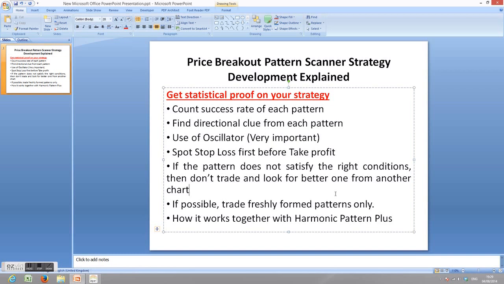So I only outlined very basic principles, but they are very important, and you must remember them. Especially, I emphasize the use of oscillators. This is very important, and also on the risk management side, you spot the stop loss first and then the take profit. And also, if the pattern does not satisfy the right conditions, then don't trade and look for a better one from another chart.